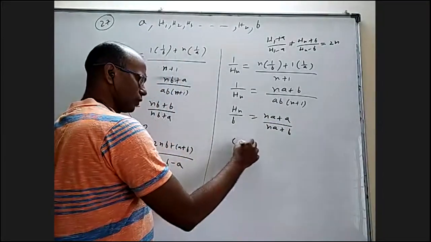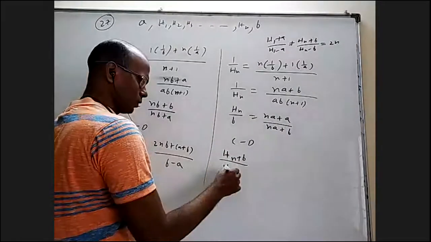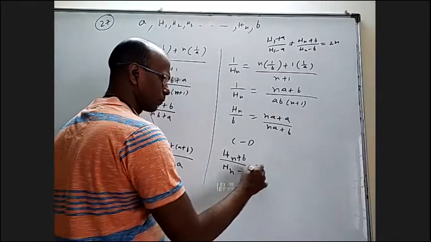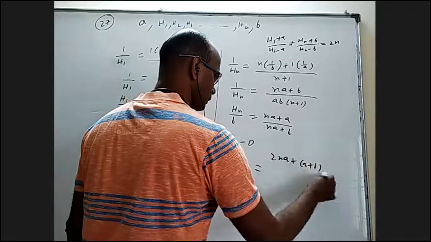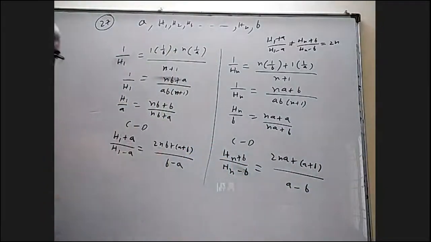Second componendo dividendo: Hn plus B by Hn minus B. When I add these two, I get 2nA plus A plus B, and when I subtract, A minus B. Now I need to add these two.